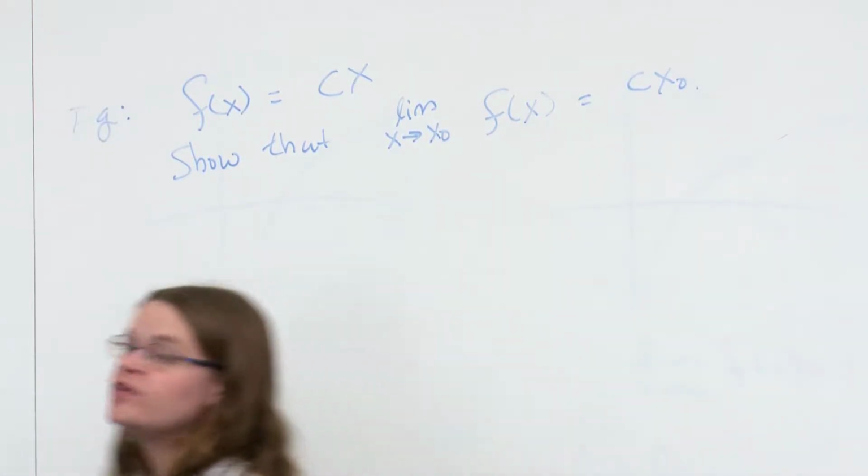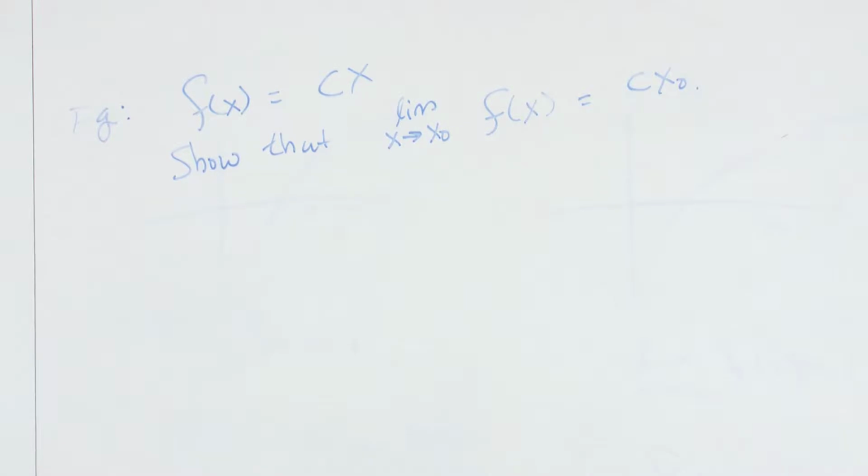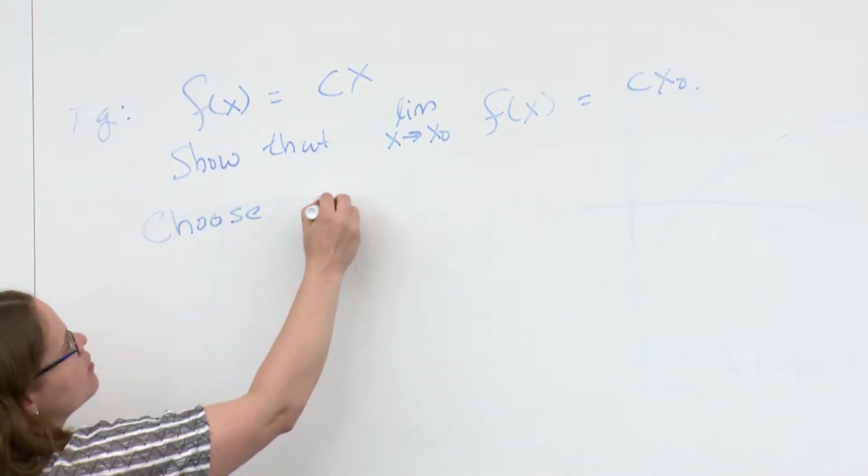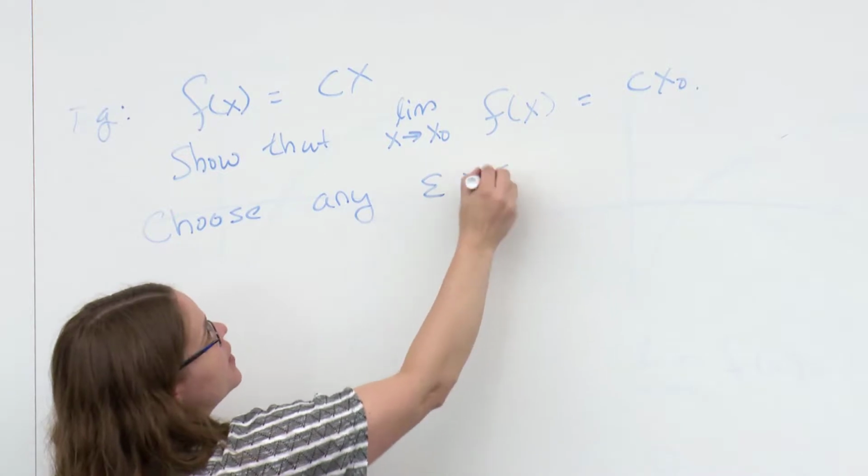So in all of these problems, I'm going to tell you right away what the first step is that you're going to do in all of these problems. Your first step is going to be to say, let's choose any epsilon bigger than 0.